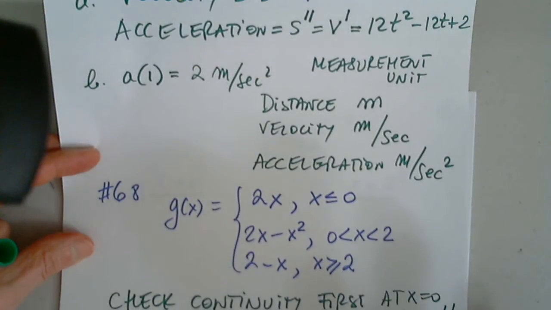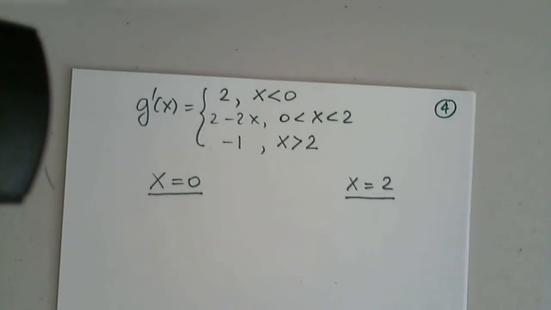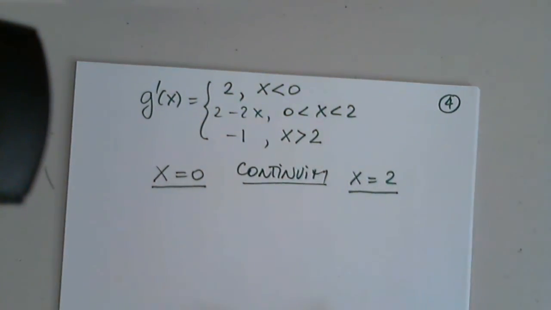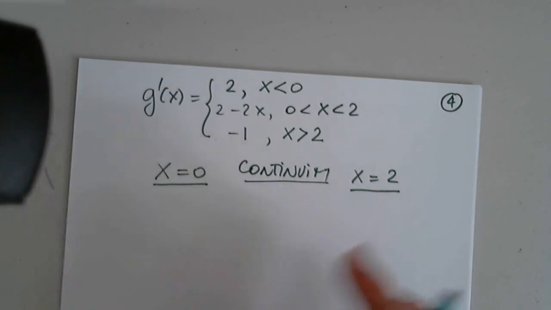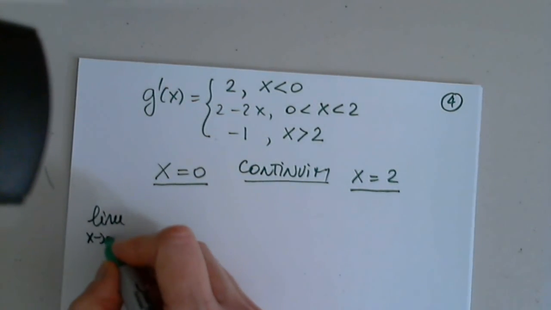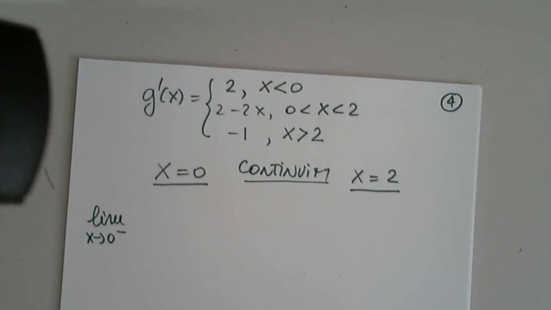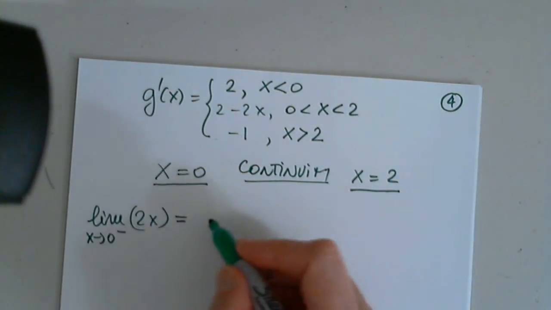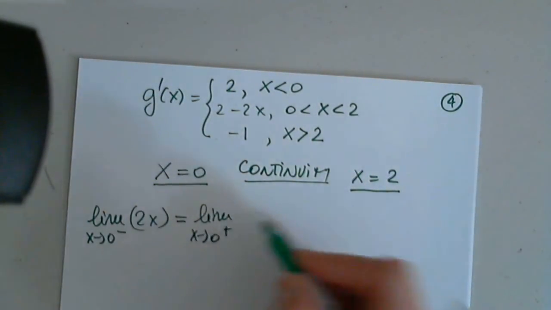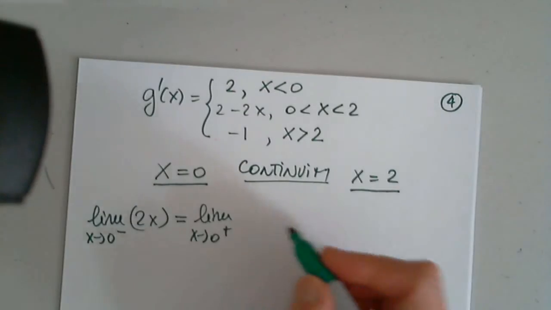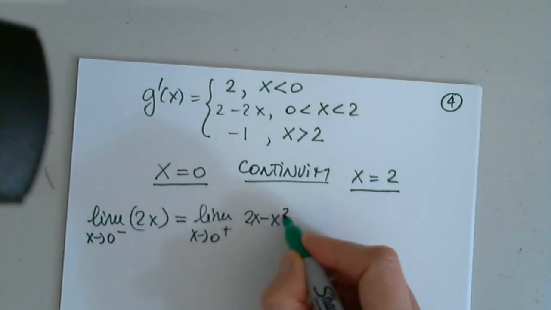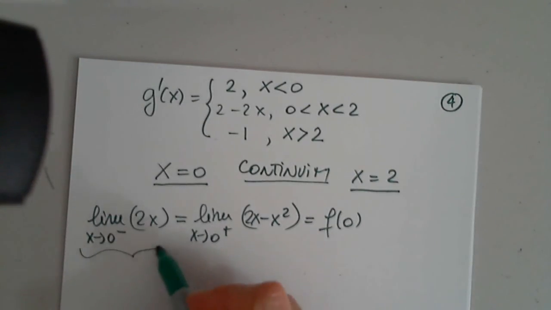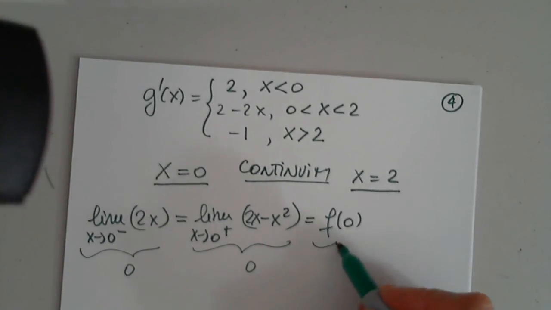I checked, but I didn't write it, so maybe I should just show continuity first. I don't want to cut corners. So continuity at 0 and continuity at 2. I have the limit as x approaches 0 from the left, from 2x, which equals the limit as x approaches 0 from the right, from 2x minus x squared, and it does equal f of 0. All these are equal: this is 0, this is 0, this is 0.